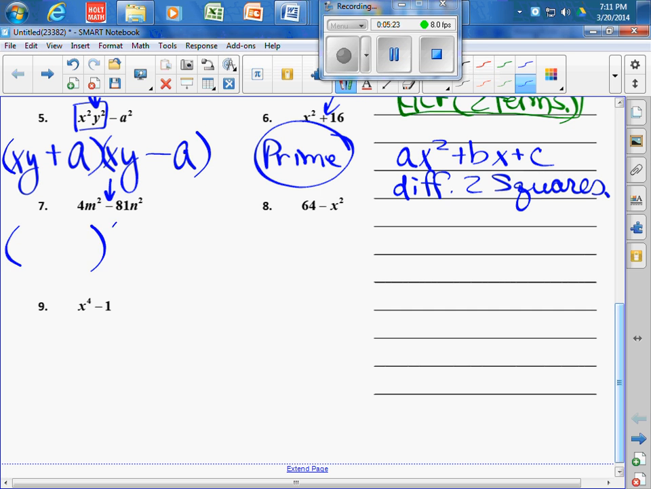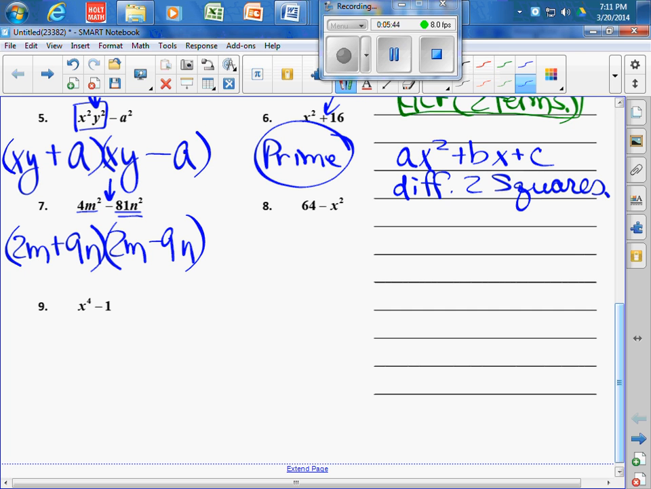So give me your two parentheses. Take the square root of the first term. What's the square root of 4m squared? That's right, it's 2m. So that goes in the first spot, both parentheses. What's the square root of 81n squared? It's 9n, so that goes in the second spot in both parentheses, one plus and one minus.